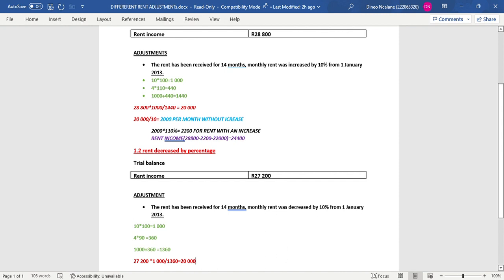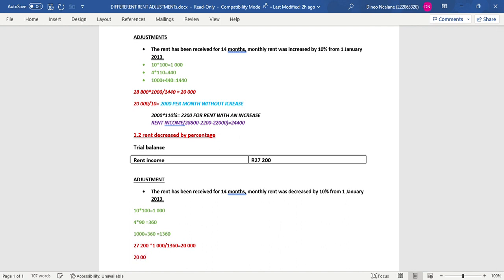Okay, so going forward, it's 20,000 divided by 10. Why divided by 10? It's because we want to know how much is rent per month before the decrease, yeah, and it's 2,000. Okay, this 2,000 is for rent before decrease. Okay, it's a rent before decrease. Let's use another color to highlight this. Let's use this blue. Okay, all right, we carry on.